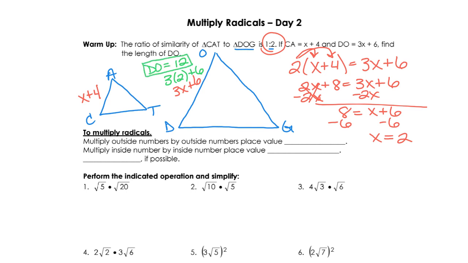All right, if we plug in here, this would be 6. And so you can see that 6 to 12 is the same thing as a ratio of 1 to 2 if you simplify it. All right, so we're going to simplify or multiply radicals today.